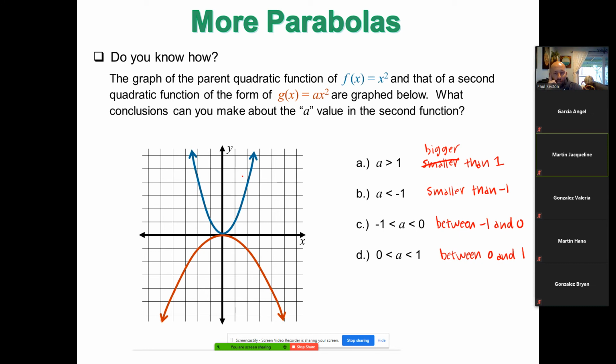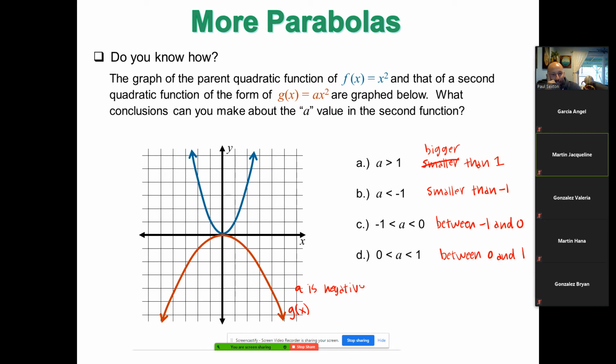All right? So first thing, since my graph of G, this is G of X right there, since G of X is opening down, what do we know about A? If it opens down, what can we say about the value of A? That is negative. Okay, so we know A is negative.